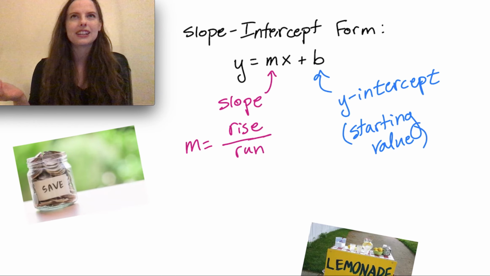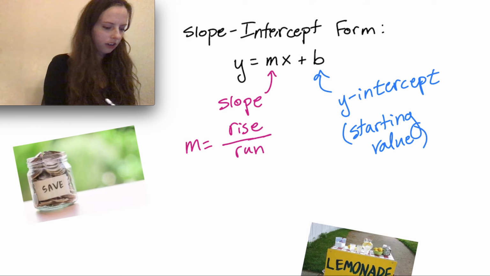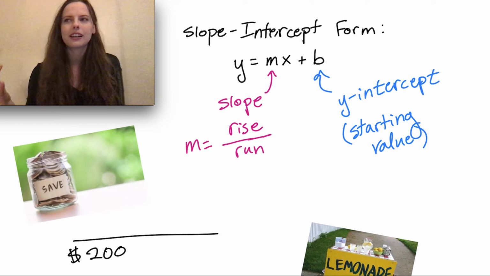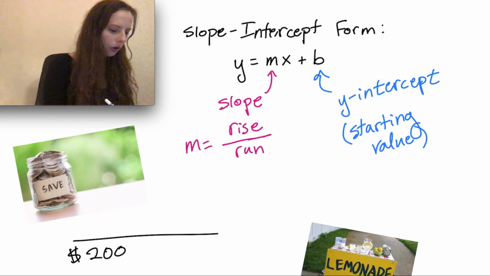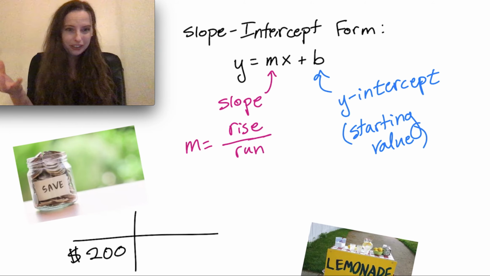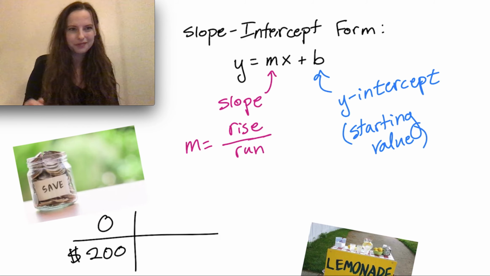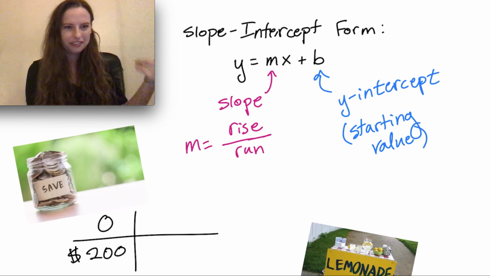So let's say that you're saving up for a car and you already have $200 in the bank. Just already, you've been saving up over your lifetime. But now you get a job and you're working, let's say 2 hours a day, and you're making $15 an hour. So your starting value, the amount of money that you have before you ever start your job, is $200. But then with each day that you work, you're making another $15.